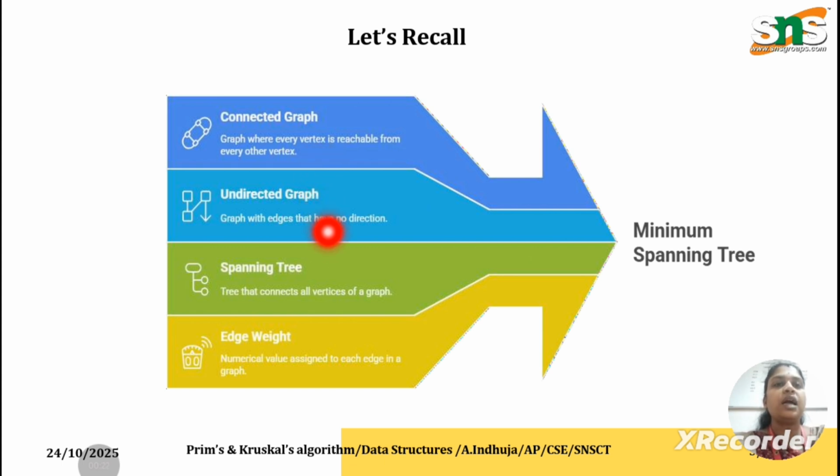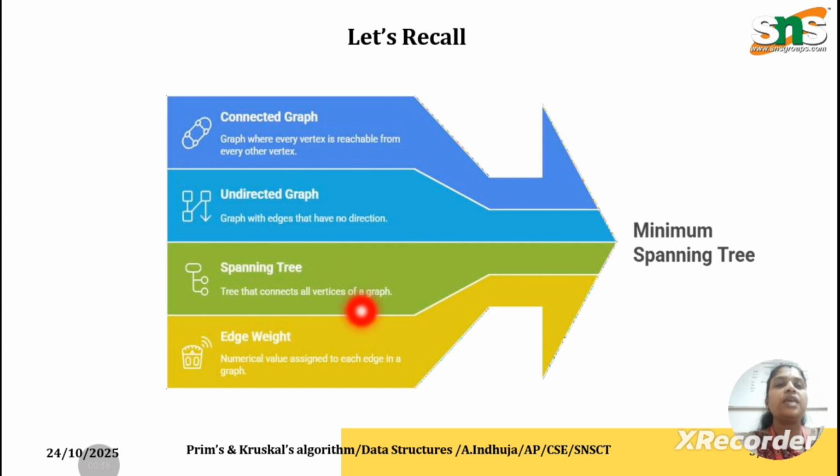So the next one is the undirected graph. The graph with edges that have no directions and no weights is called an undirected graph. Then the third one is the spanning tree. The tree that connects all the vertices of a graph with minimum cost is called a spanning tree.